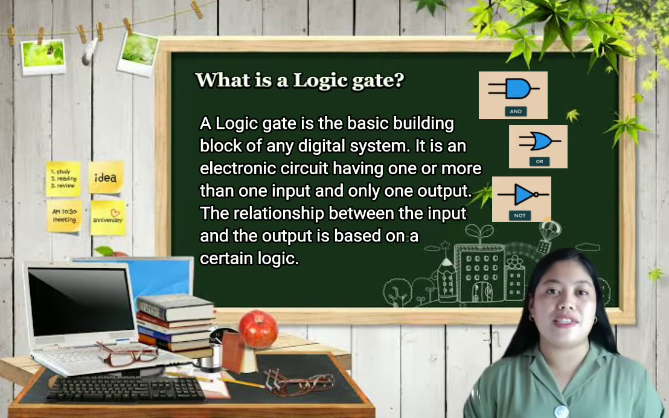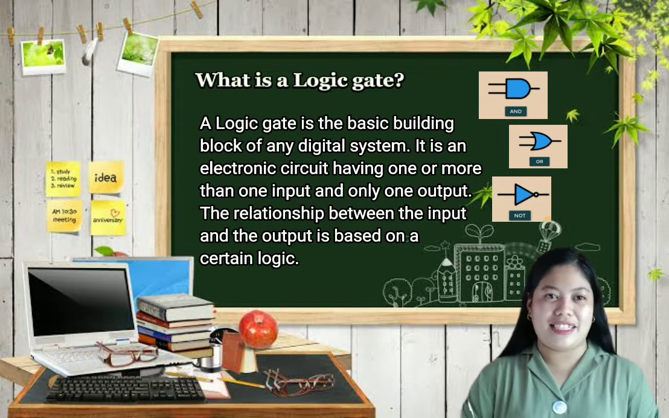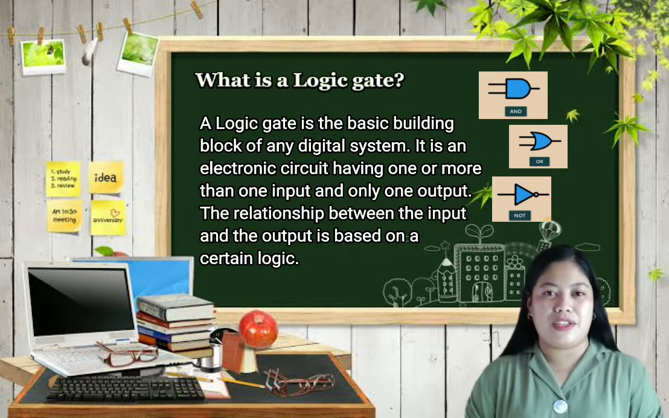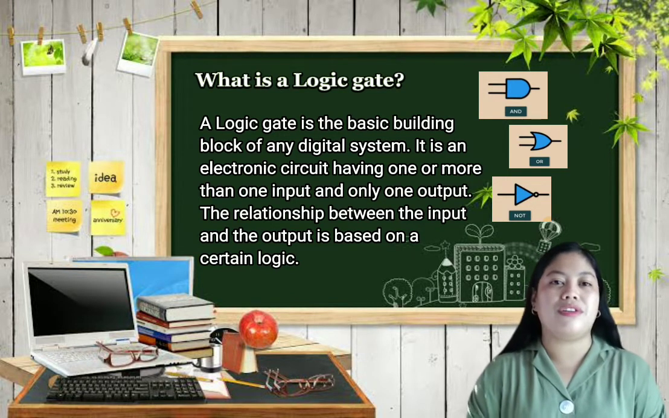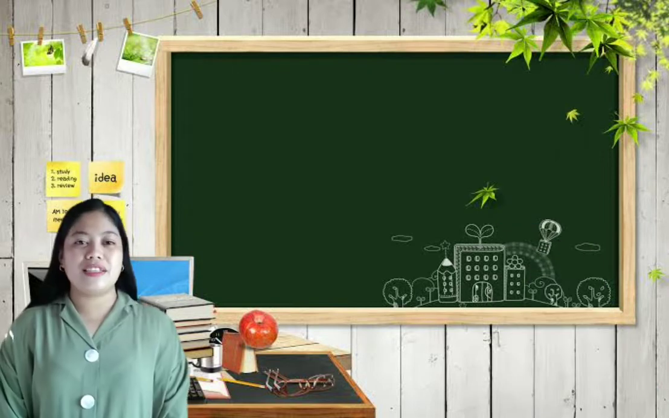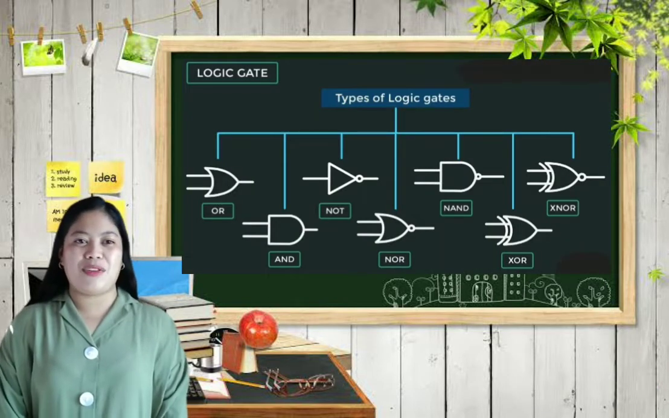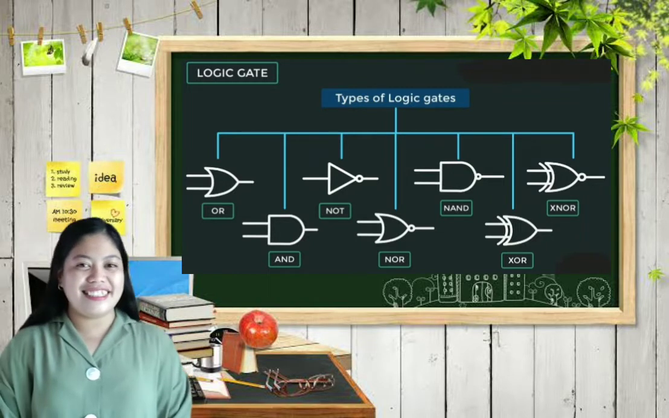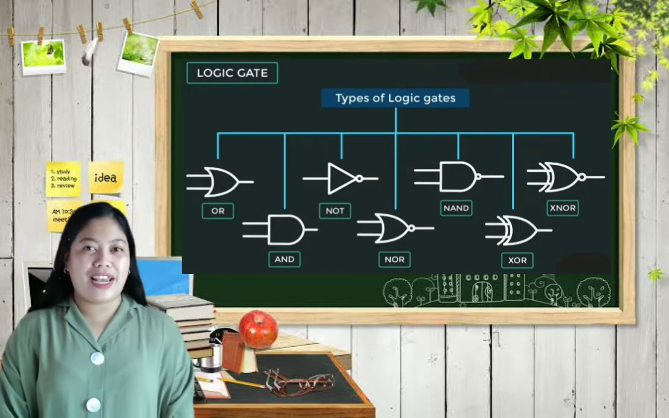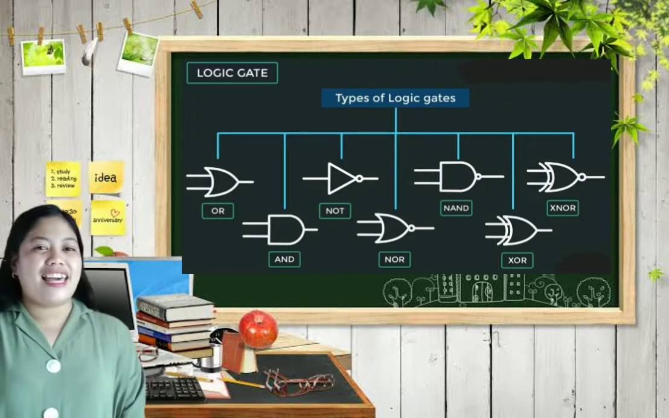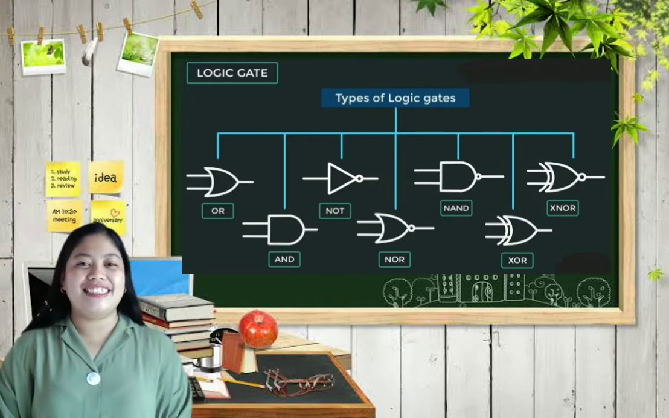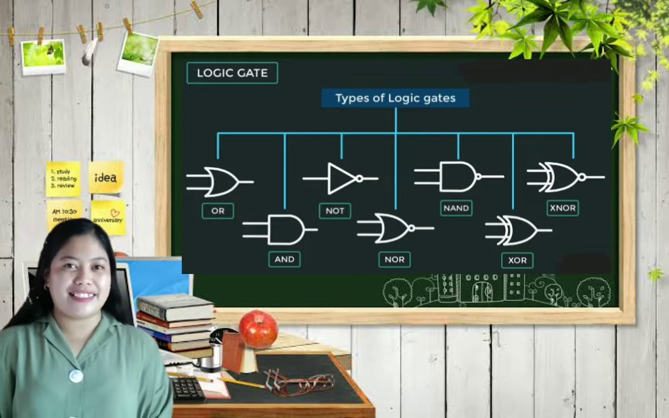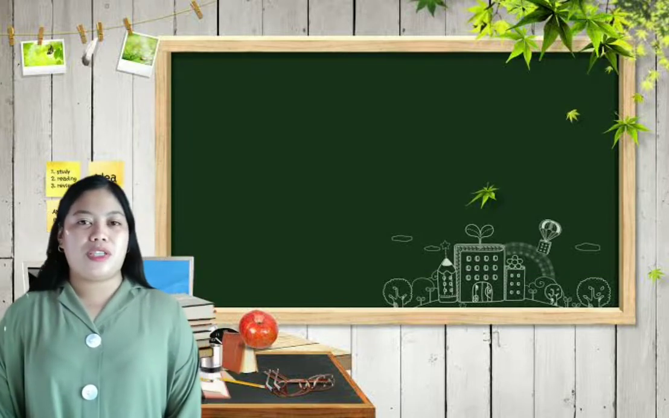There are a total of 7 types of logic gates, which we will discuss in this video, along with their truth table or logic table. Following are the types of logic gates with their symbolic representation: OR gate, AND gate, NOT gate, NOR gate, NAND gate, exclusive OR gate, and exclusive NOR gate. Let's start with the first gate, which is OR gate.